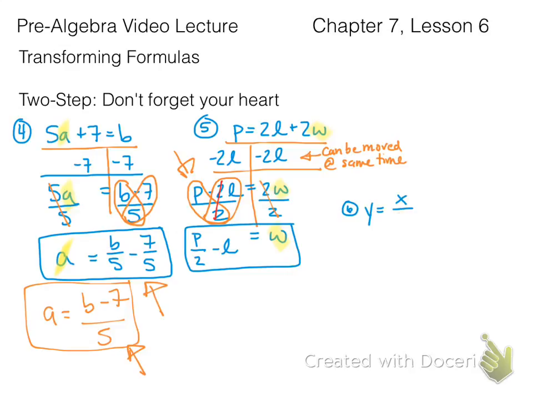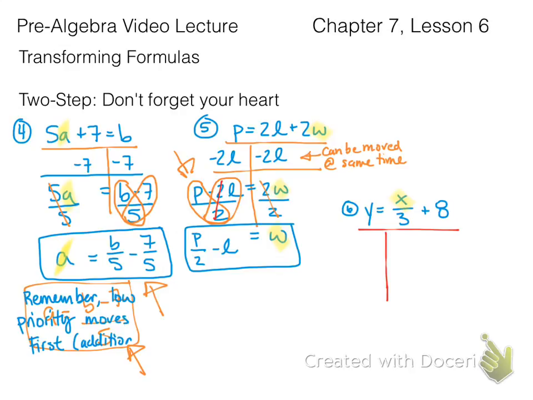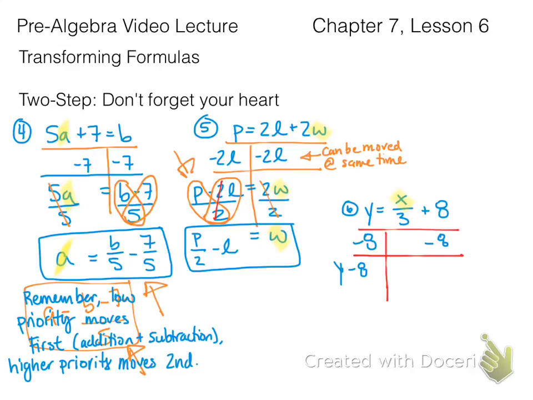All right, next problem, y equals x over 3 plus 8. Remember, low priority moves first, that's adding and subtracting, and higher priority moves second, which is multiplication and division. So we're going to minus 8 on both sides, and we're going to get y minus 8, because again, you can't subtract y and 8. So y minus 8 equals x over 8. To get rid of the 8 under the x, we're going to multiply both sides by 8.